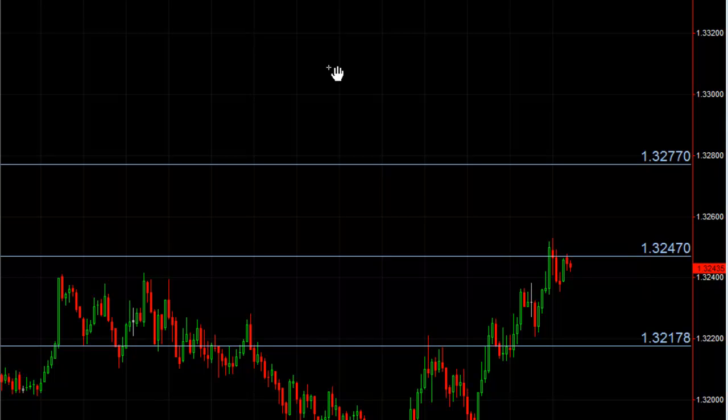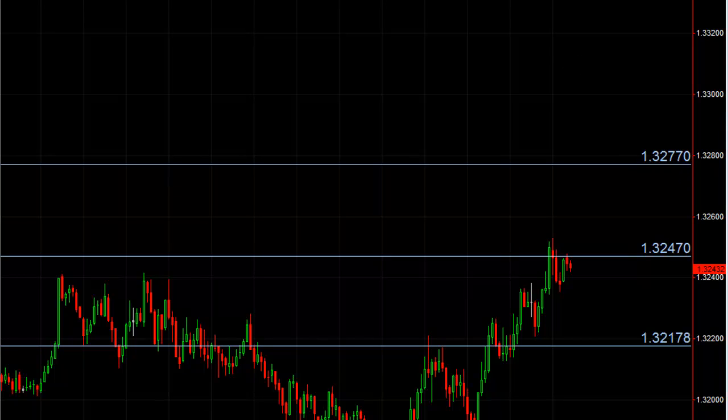So that we don't start making incorrect decisions, we allow ourselves the flexibility of going short at multiple levels and averaging our position, though we know that the best level to go short is 1.3277.